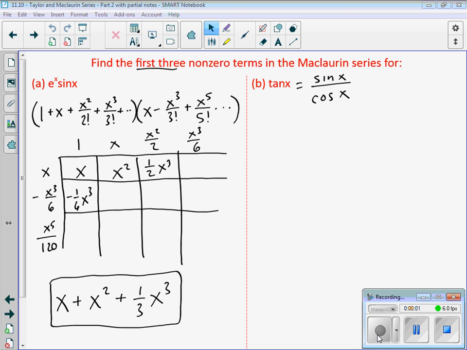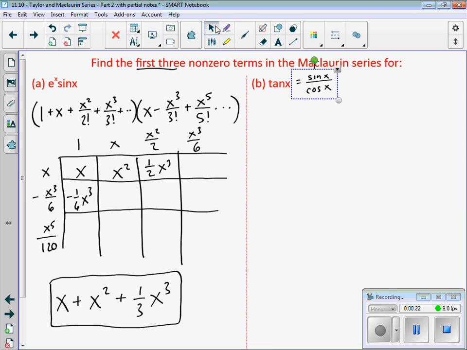Okay, so this one over here, you guys remember we started talking about, like here, we multiplied what our e to the x power was and what our sine of x was, and then we just multiplied pieces until we found the first three terms. We're going to do the same idea with these, except we're dividing sine over cosine. So sine, even or odd function? Odd, so we're only using the odd powers.